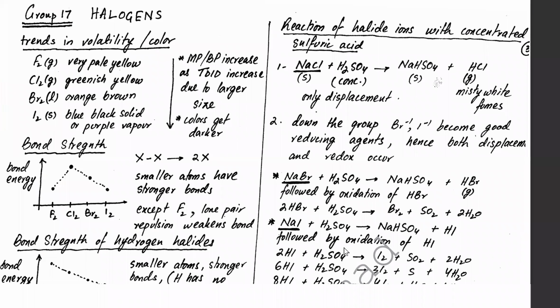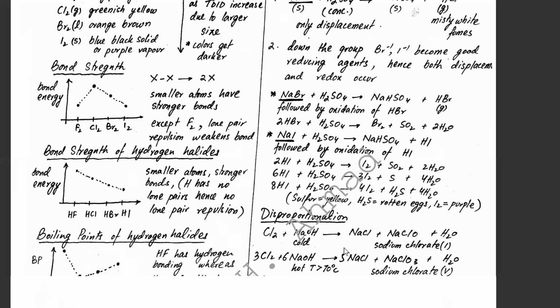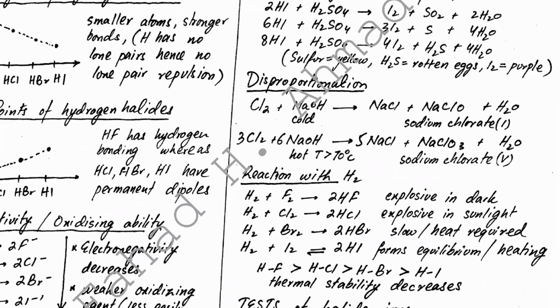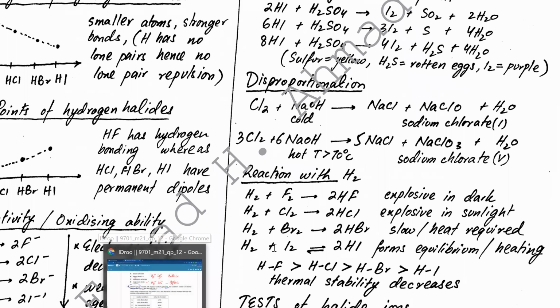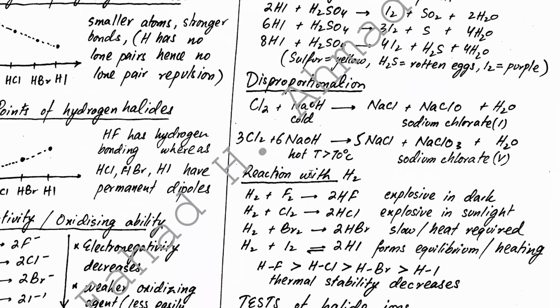So this is about group 17. You would notice there's this reaction that you have to remember, which is a disproportionation reaction. It is a reaction in which chlorine undergoes both oxidation and reduction at the same time. If chlorine reacts with cold NaOH, it forms NaCl, NaClO, and H2O. If chlorine is reacted with hot NaOH, it forms NaCl, NaClO3, and water. So two different things are produced, sodium chlorate(I) or sodium chlorate(V). You have to remember these equations.